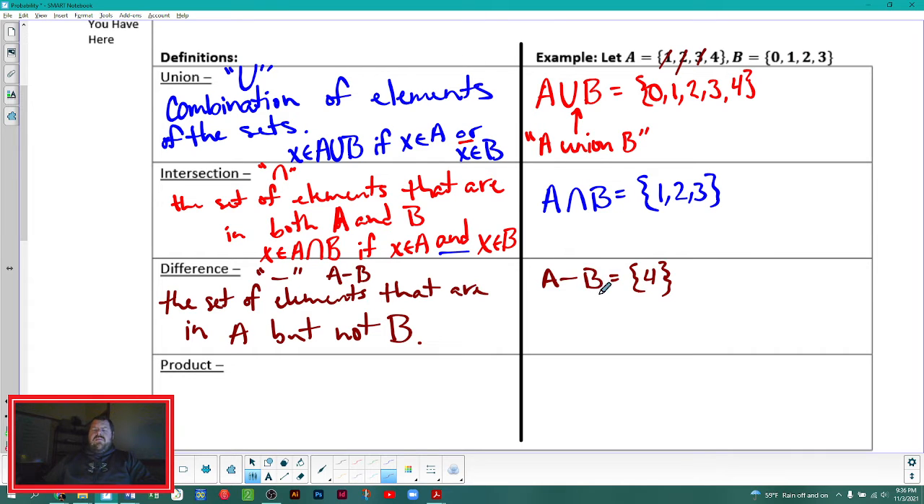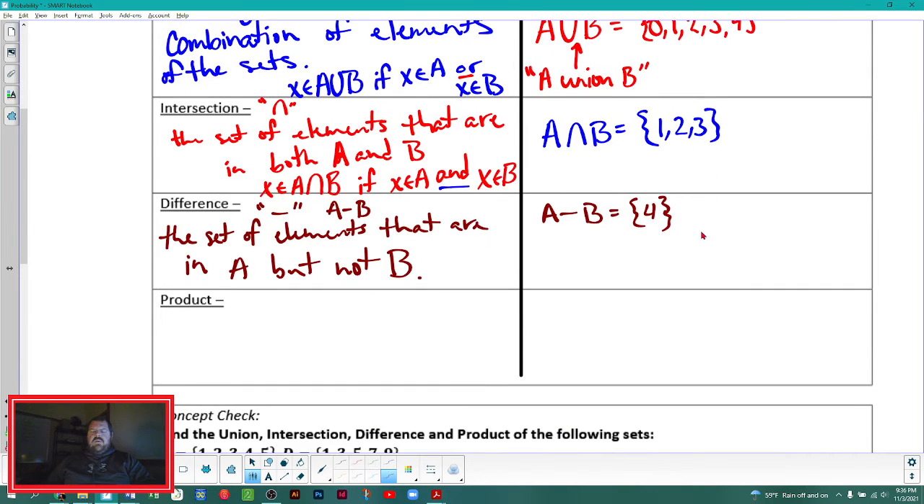This is one where, and I don't want to step on any toes because I think it's going to come up a little bit later, A minus B is different than B minus A. In these two up here, switching them around doesn't change anything. A union B is the same exact thing as B union A, and A intersect B is the same exact thing as B intersect A. But the difference is where we start to see a difference.